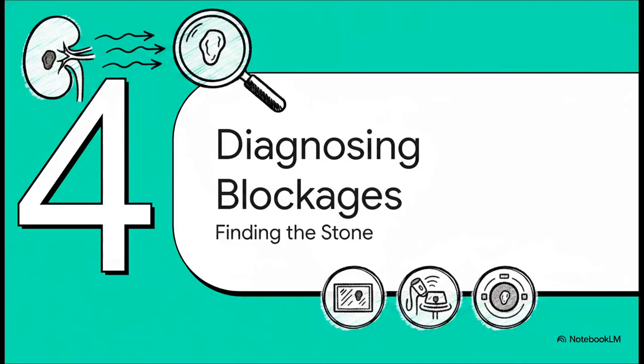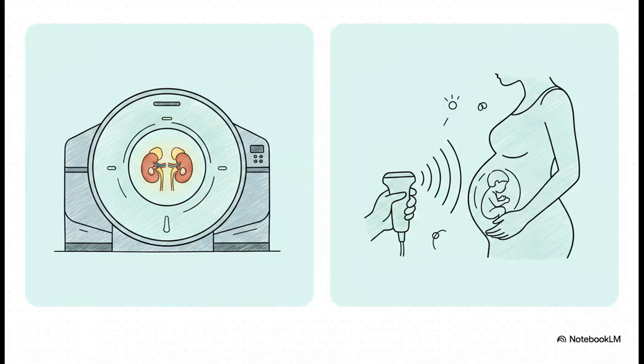Which brings us to Section 4, diagnosing the blockage. How do we find the evidence? Well, we have two main imaging choices. The undisputed gold standard here is the non-contrast CT scan of the abdomen and pelvis. It beautifully reveals the exact location of the stone, its precise size in millimeters, and the degree of hydronephrosis, which, if you remember, is that fluid-logged swelling of the kidney right behind the blockage.